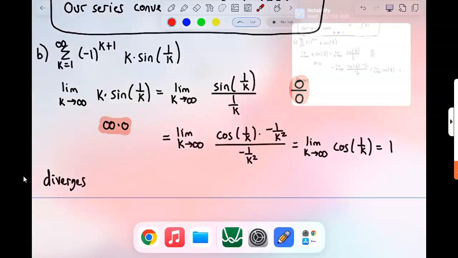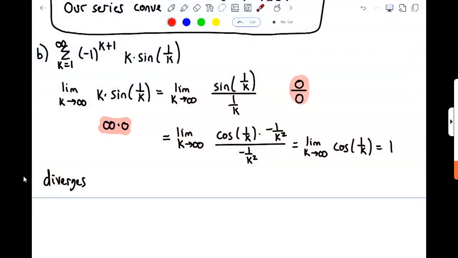If you were to look at the graph of k sine of 1 over k, you'd see that this is actually an increasing sequence. It increases towards 1. But again, we don't have to bother checking that. The first thing we want to look at is the limit. If the limit's 0, then we'll worry about whether that other condition is met. If the limit's not 0, then we don't have to worry about the other stuff. Okay.